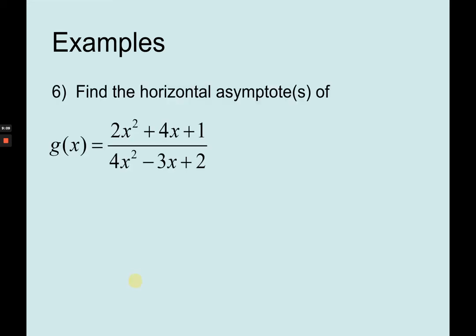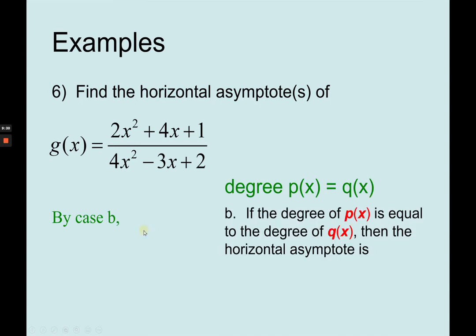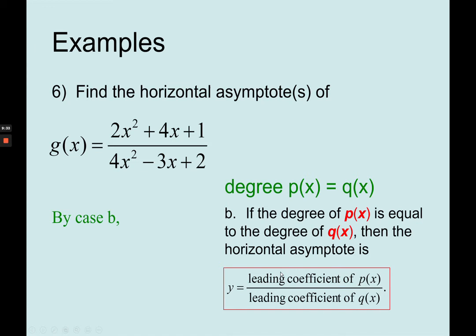Okay? Now, find the horizontal asymptote, another example, of g of x is equal to 2x squared plus 4x plus 1 all over 4x squared minus 3x plus 2. It's the same case as the first example of the horizontal. We have the same degree. We will compute or divide the leading coefficient of the numerator all over the leading coefficient of the denominator, which is 2 divided by 4. You need to simplify and you're done. It's 1/2. That's it. You can check the function on your calculator, but it should be at 0.5 of y.